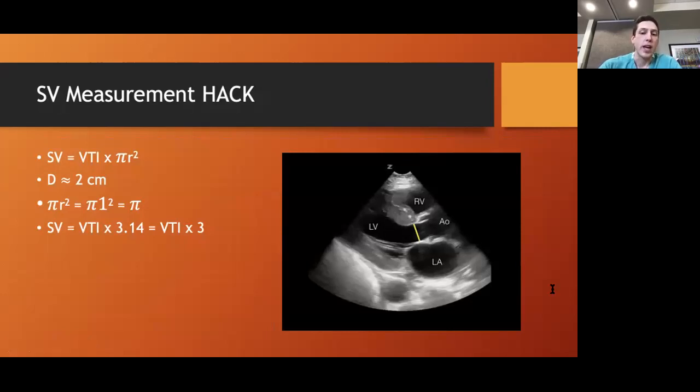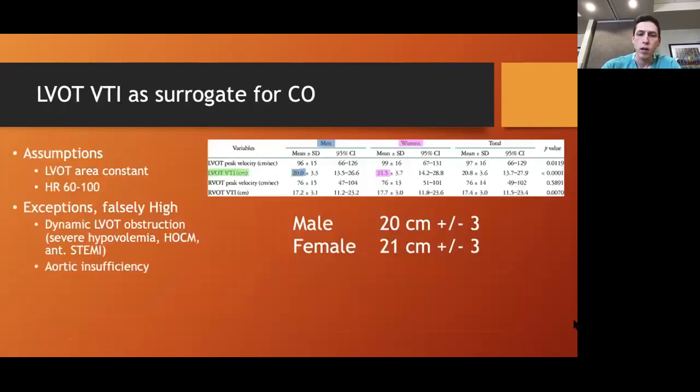However, a quicker way to estimate the stroke volume is to simply multiply the LVOT VTI by 3. As for most people, the LVOT diameter is about 2 centimeters. And so the radius of that is 1, which if you square is just 1. So essentially just multiplying the VTI by pi, which is approximately 3. But in most situations, we can simplify things even further and just measure the LVOT VTI and use that as the surrogate for cardiac output.